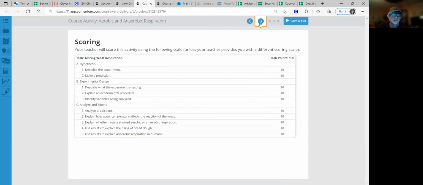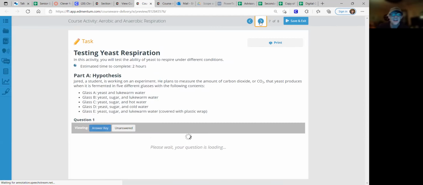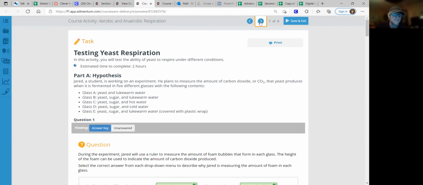And then scoring, this will be the regular graded activity task in the course activities. Part A is our hypothesis. In this activity, you will test the ability of yeast to respire under different conditions. Jared, a student, is working on an experiment. He plans to measure the amount of CO2 that yeast produces when it is fermented in 5 different glasses.